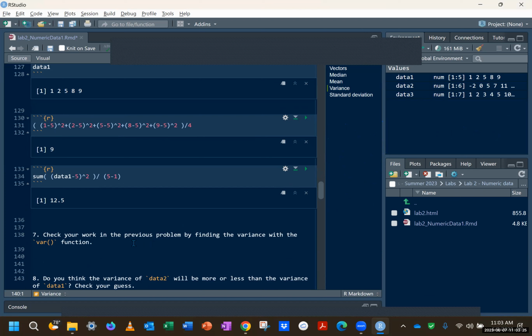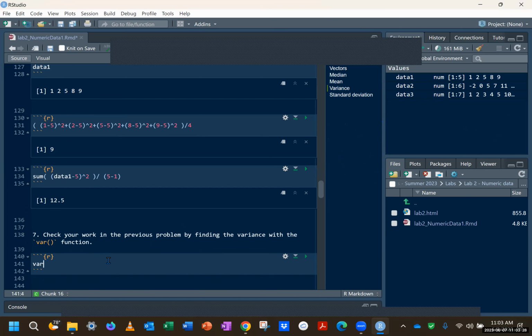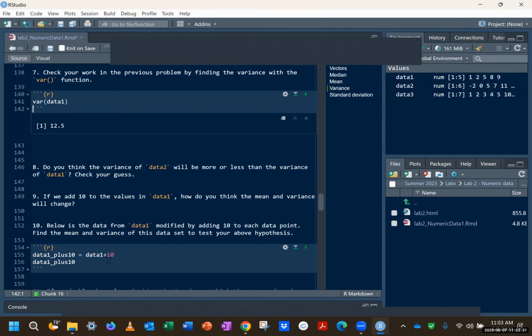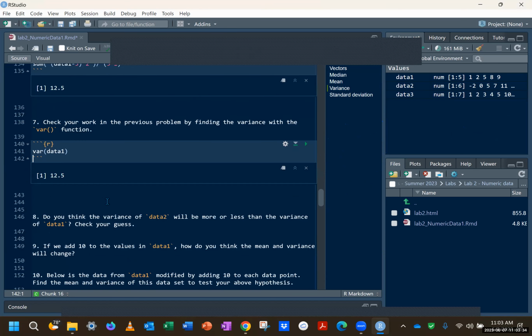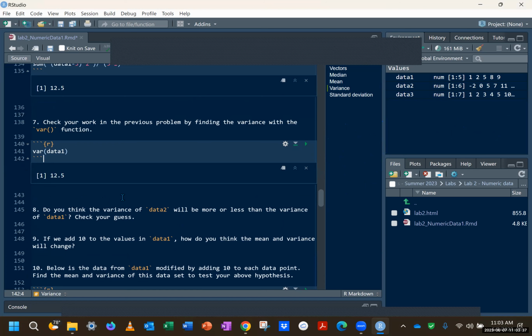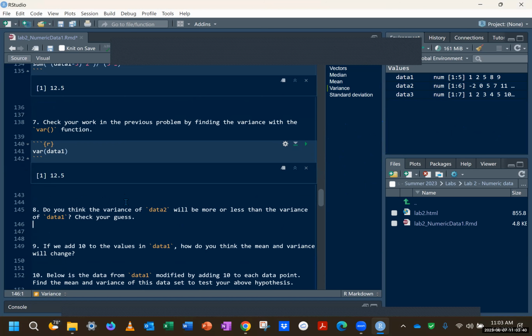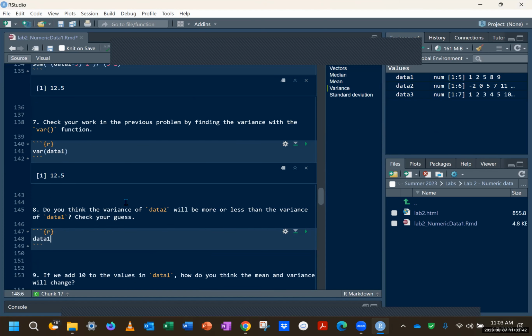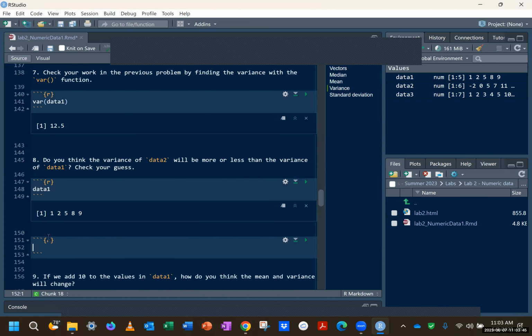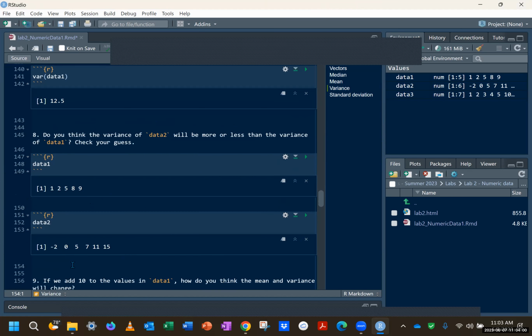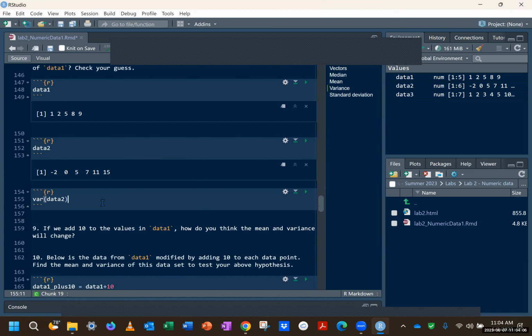So the way R can find the variance is just VAR data 1. And you see we get the same value. So next, we're going to do some scientific exploration of what we think the variance of data 2 is going to be. So here is data 1. Variance is a measure of how far apart it's spread. So data 2 is spread apart even more. Notice that? -2 to 15 is a wider spread. And so if we find the variance of data 2, I'm going to expect it will be bigger. See what you get.